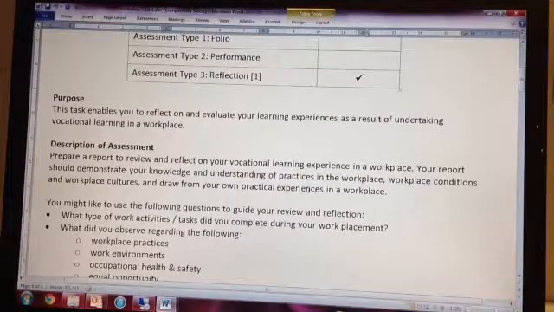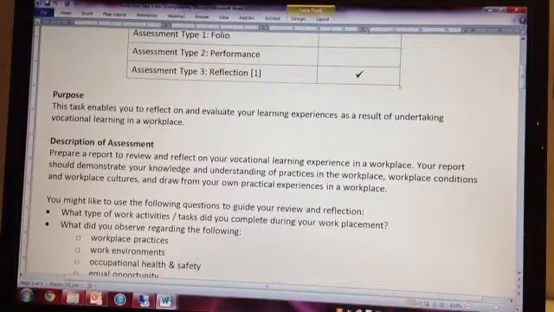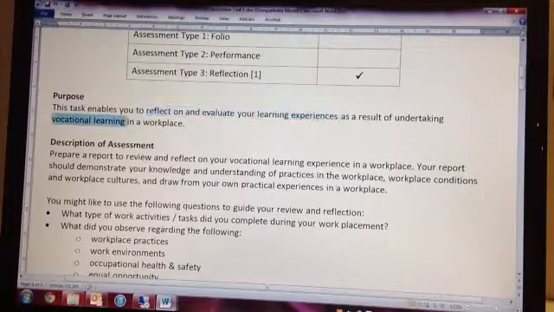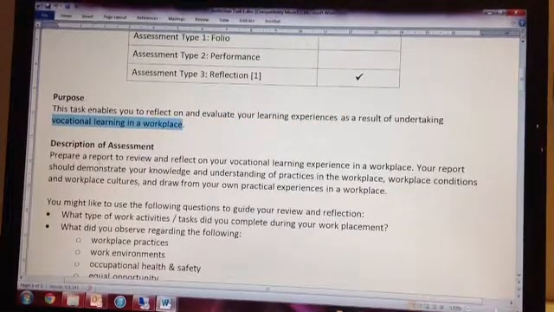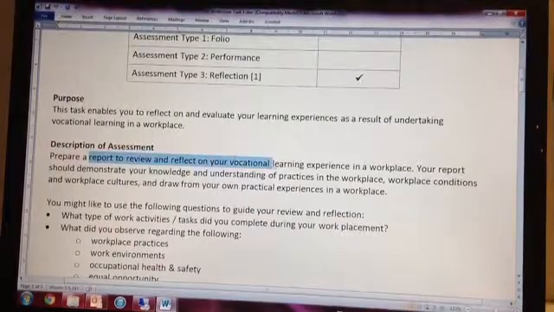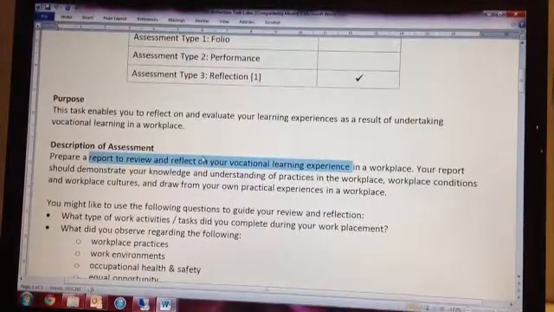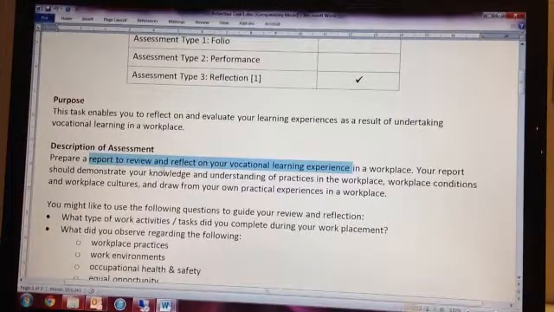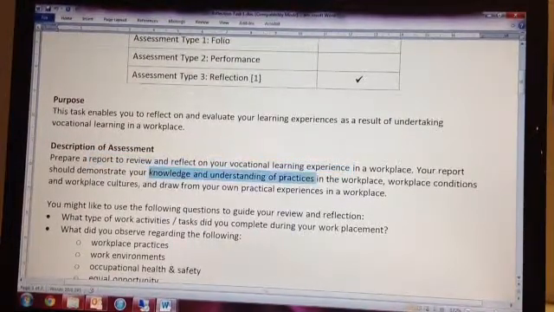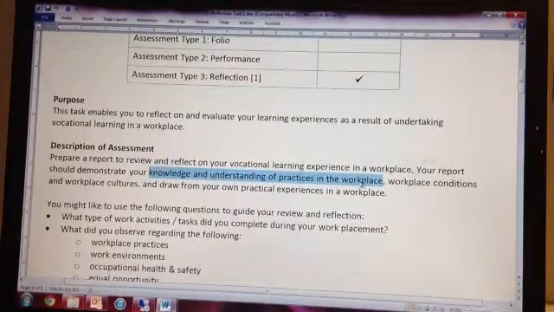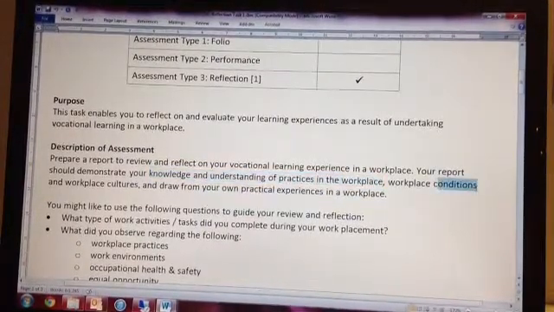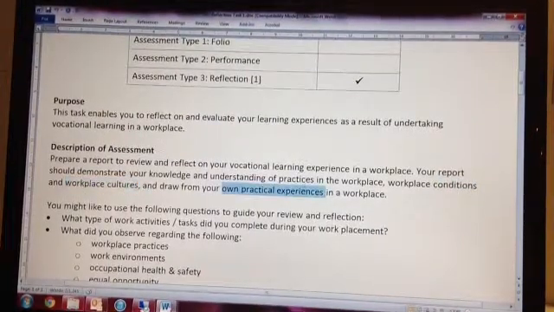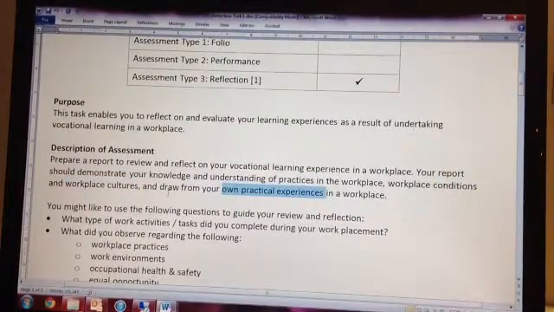Now, all of you have been recording your work placement in your journal, but this lets you reflect on and evaluate what you've learnt because of the work placement that you've undertaken. So it's a report to review and reflect on your learning experience. And if you don't want to do a report, you could do a PowerPoint with photos and speak to it. But you must demonstrate your knowledge and understanding of practices in the workplace, the conditions and workplace cultures that you've come across. So you've got to draw on your practical experience in that workplace setting.